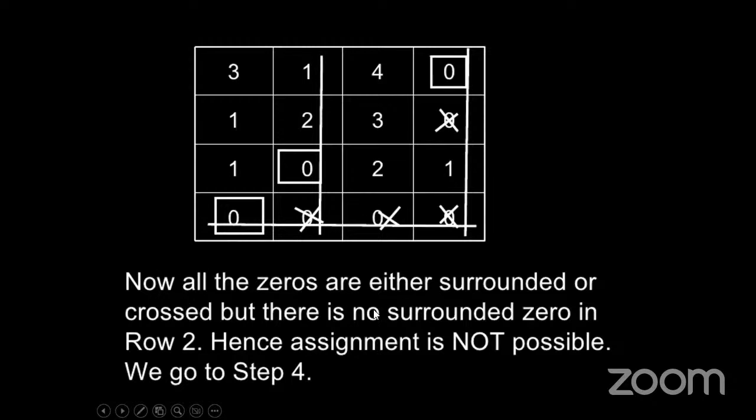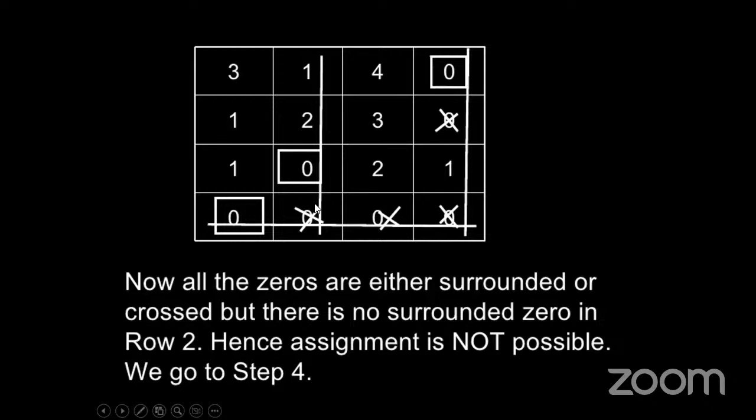Now all the zeros are either surrounded or crossed, but there is no surrounded 0 in row 2. So allocation is not there in the second row. Hence, assignment is not possible. We go to step 4. This is the extra step I told you about.